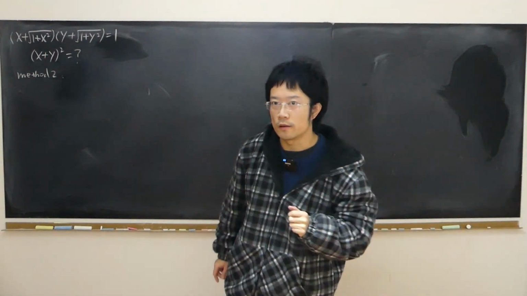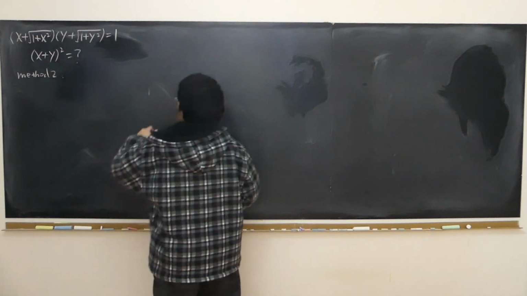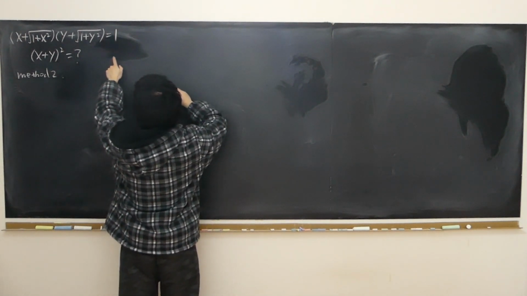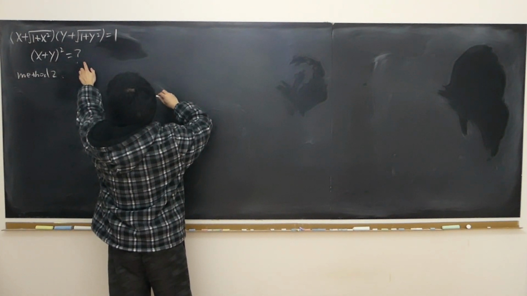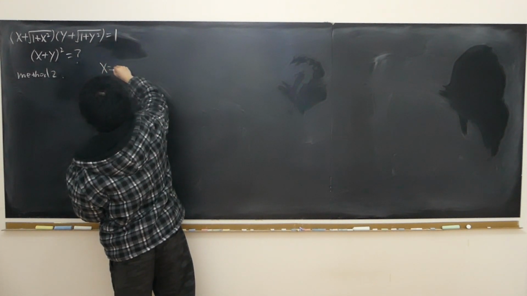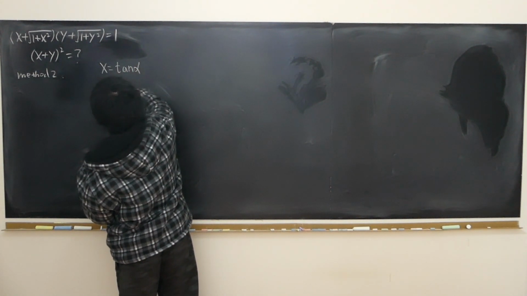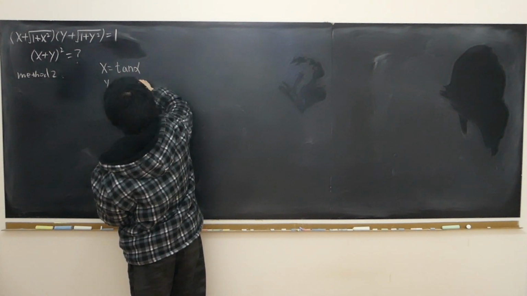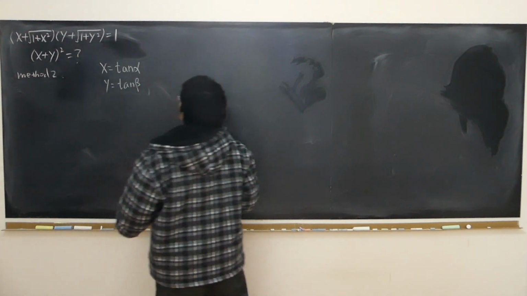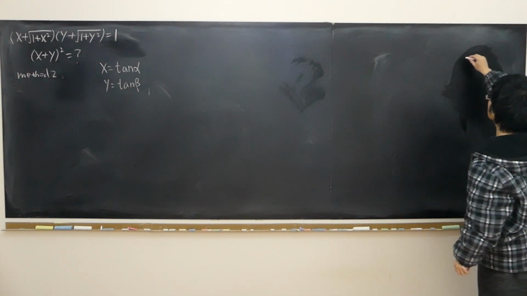Here is another method that I just thought of to solve the same problem. So still given this condition and trying to solve this quantity, we can simply let x equal tangent alpha and y equal tangent beta. So let's find out x plus 1 plus x squared.